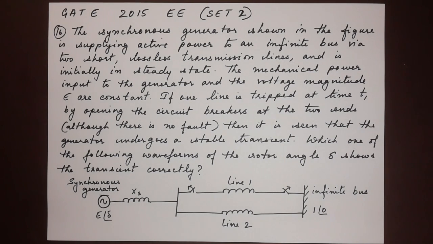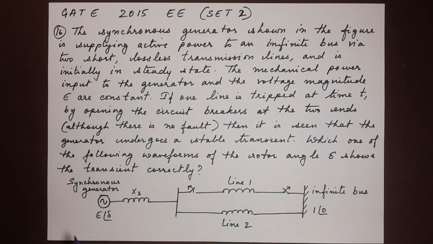If one line is tripped at time t1 by opening the circuit breakers at the two ends, although there is no fault, then it is seen that the generator undergoes a stable transient. Which one of the following waveforms of the rotor angle delta shows the transient correctly?